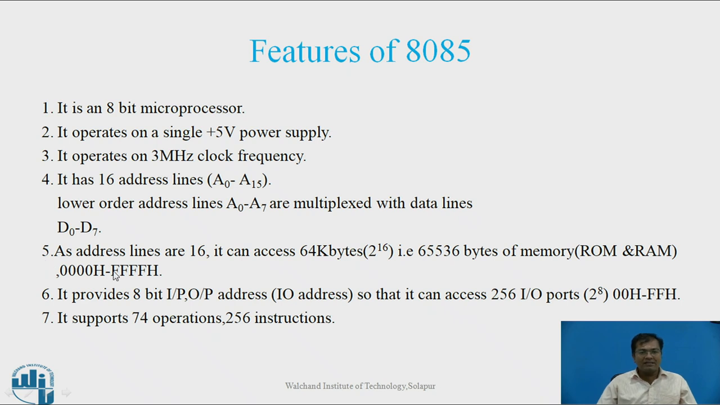Next, as address lines are 16 bit, it can access 64 kilobytes, that is 2 raised to 16, 65536 bytes of memory. In hex, it starts from 0000H to FFFFH. It provides 8-bit input and output addresses so that it can address 256 I/O devices. It supports 74 operations and 256 instructions.